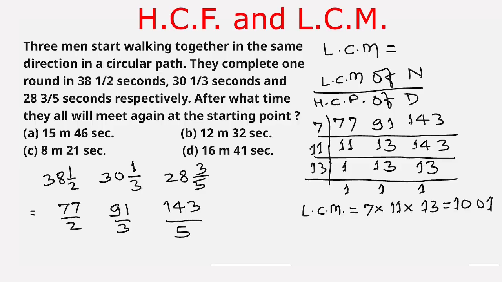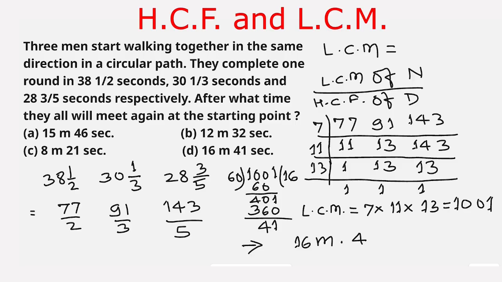So we divide 1001 by 60. 60 divides 100 for 1 time. 100 minus 60 is 40. We carry 1. 60 divides 401 for 6 times. 60 times 6 is 360. 401 minus 360 is 41. So this is equal to 16 minutes and 41 seconds.